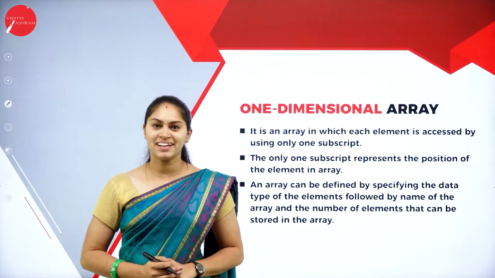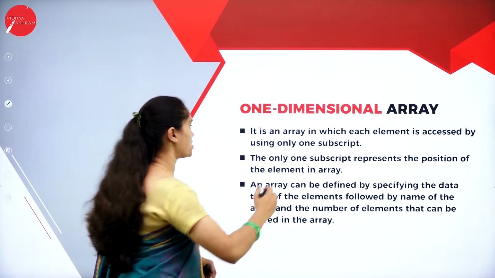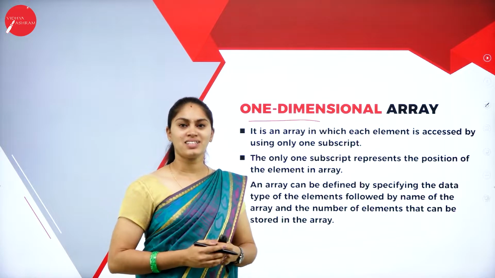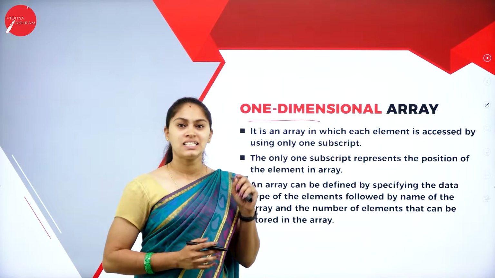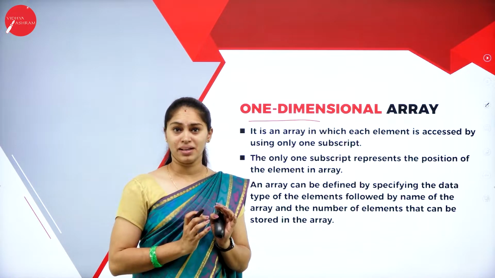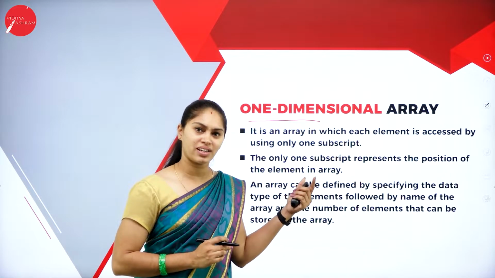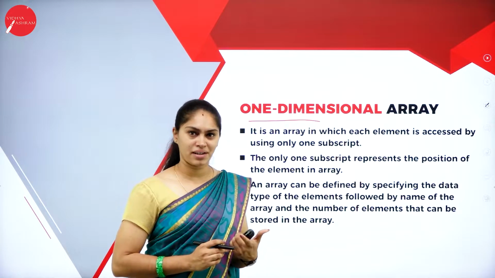So now we'll see this one-dimensional array. As we all know, a one-dimensional array is also a type of an array. And we know what an array is all about. It is going to hold similar kinds of data elements of the same data type under a single name. So what about this one-dimensional array? How is it going to be represented?